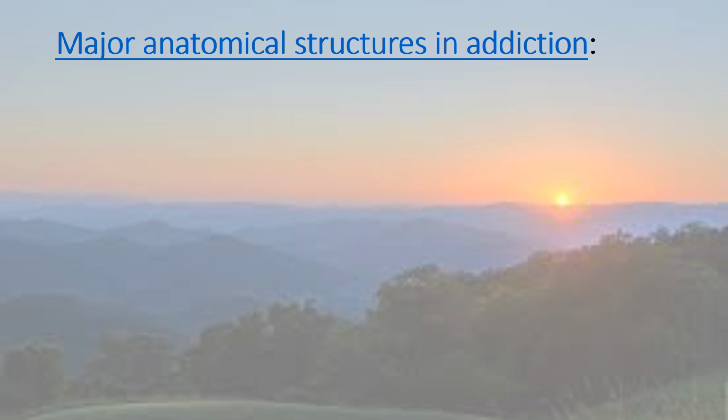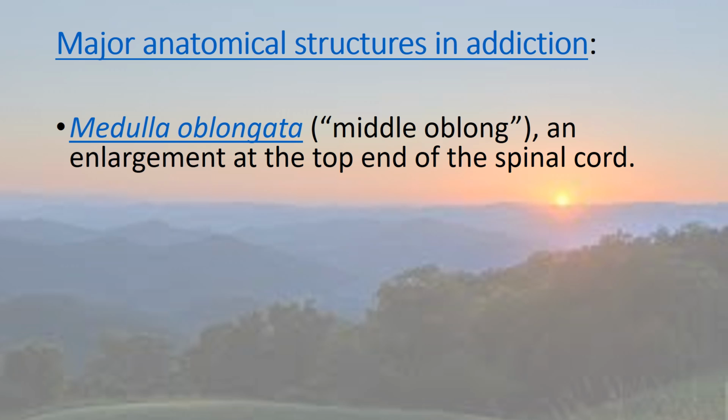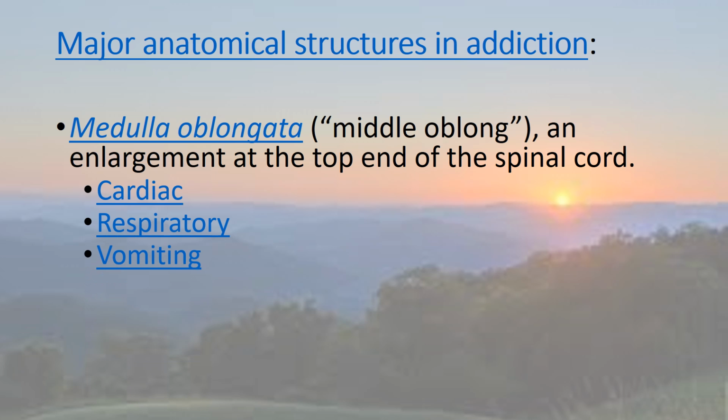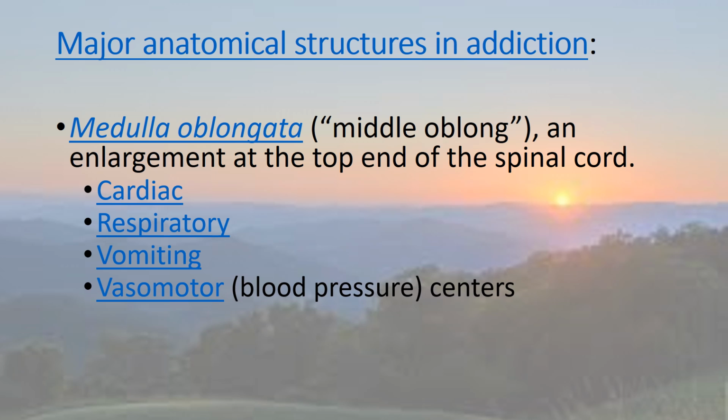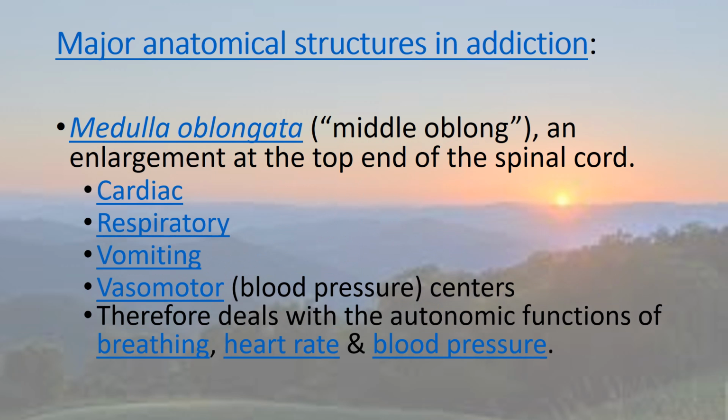The medulla oblongata is the enlargement at the top of the spinal cord. It controls cardiac, respiratory, vomiting, and vasomotor, or blood pressure, centers. It's basically concerned with the autonomic nervous system and functions of breathing, heart rate, and blood pressure.